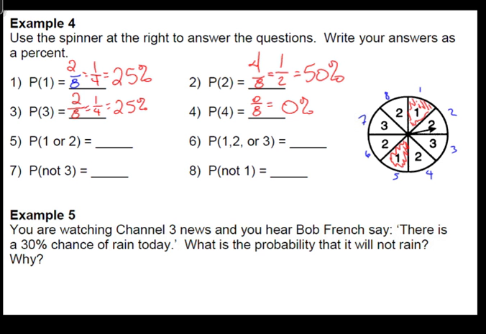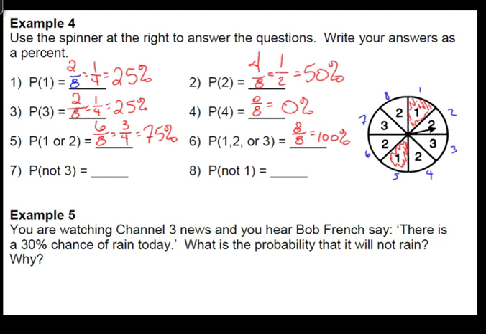For problem number 5, the probability of 1 or 2. So that means there is 1, 2, 3, 4, 5, 6. 6 over 8, which reduces to 3/4, which becomes 75%. For number 6, it needs probability of 1, 2, or 3. Well, that's the only things that are on my spinner, so that would be 8 out of 8, which is 100%. Means it will happen no matter what.